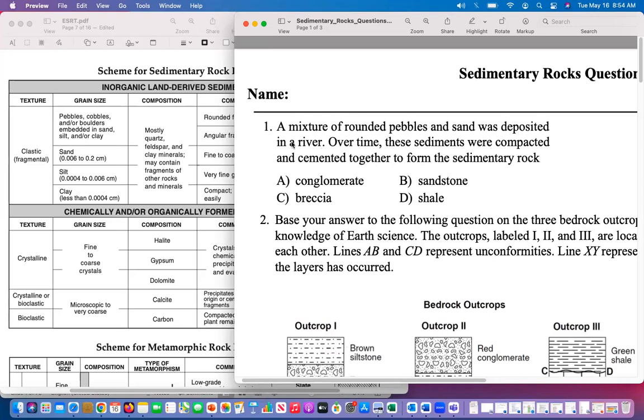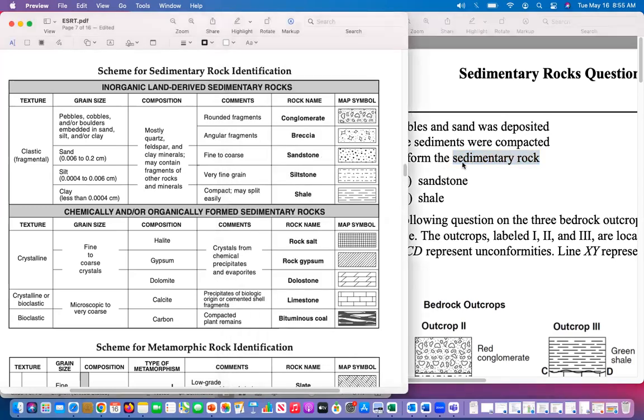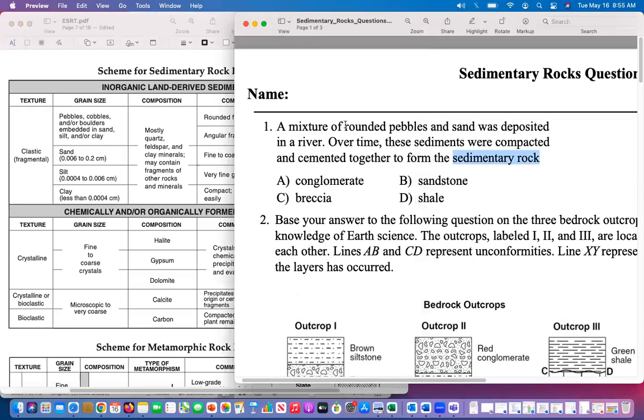Starting with number one, it says a mixture of rounded pebbles and sand was deposited in a river. Over time, these sediments were compacted and cemented together to form the sedimentary rock what? So I know I'm looking for a sedimentary rock, and there are things in this problem that let us know what type of rock it is. The fact that it says a mixture of rounded pebbles and sand were deposited in a river. Over time, these sediments were compacted and cemented together.